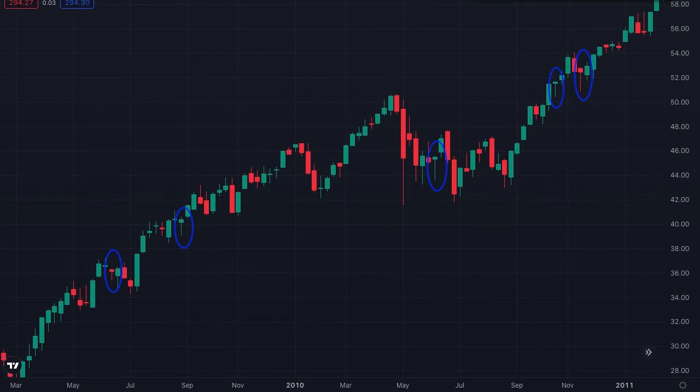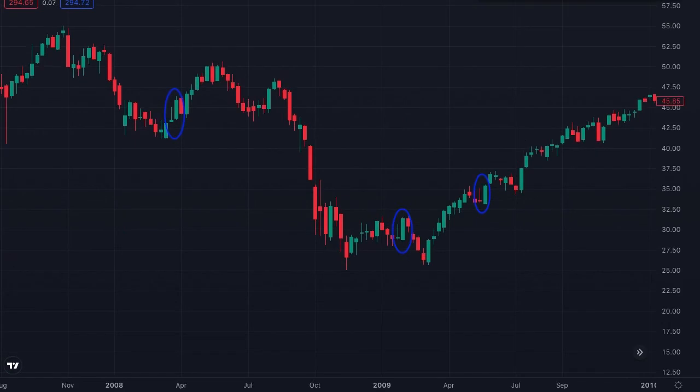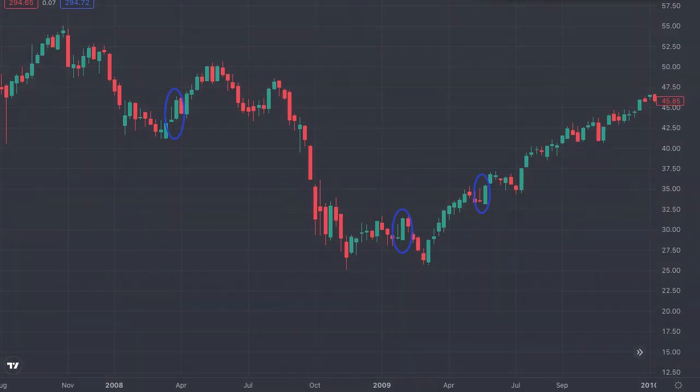With this image above, you can see that after a bullish pin bar, the price went up, and you can also see that after a bearish pin bar the price went down. Again, please do not trade just because you saw a pin bar in your chart. Pin bars are used for confirmations.